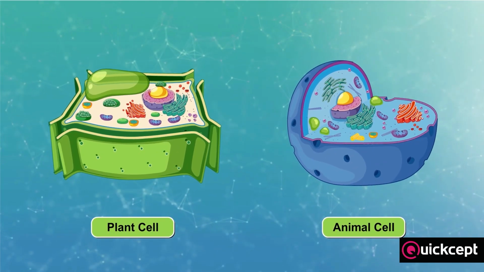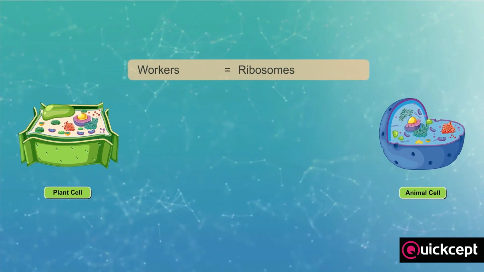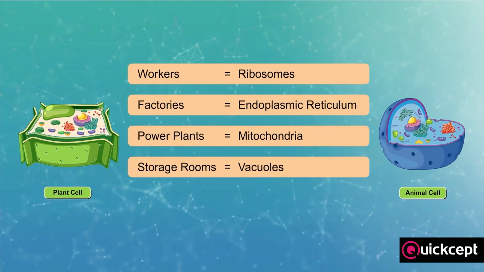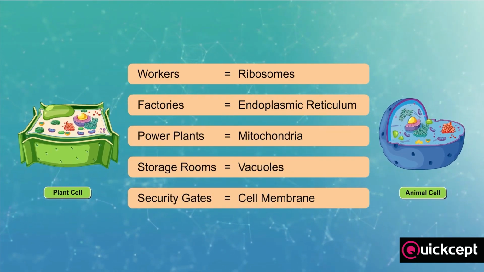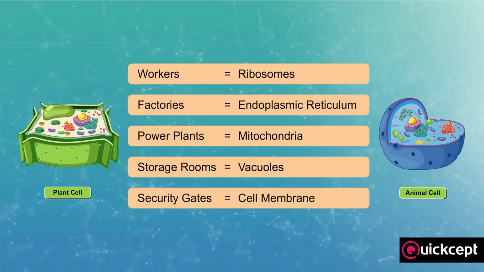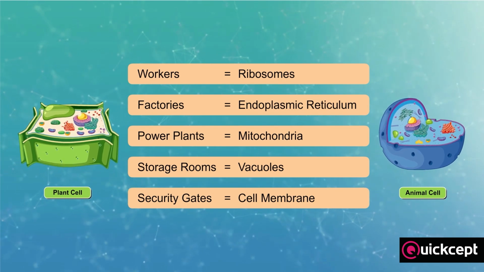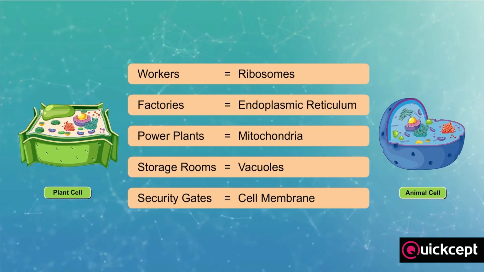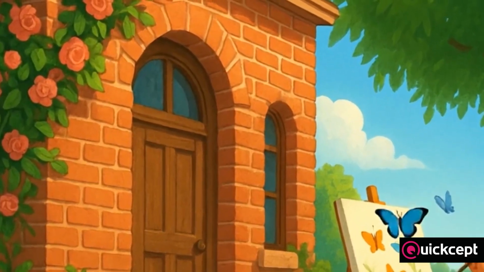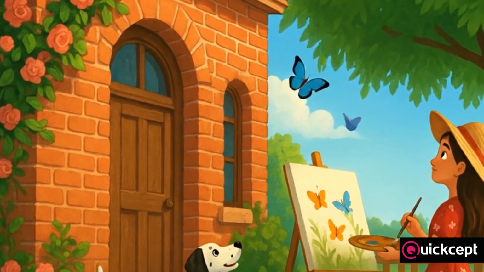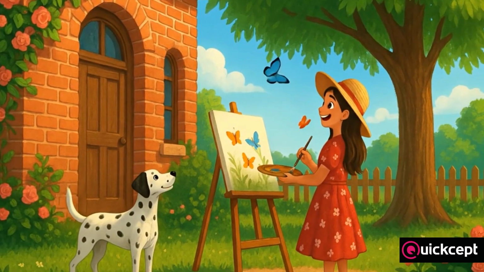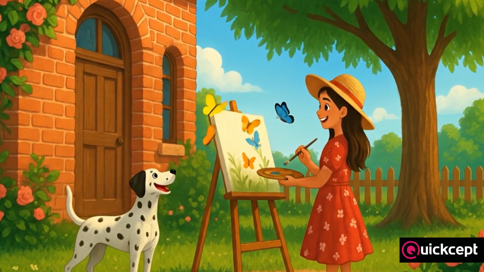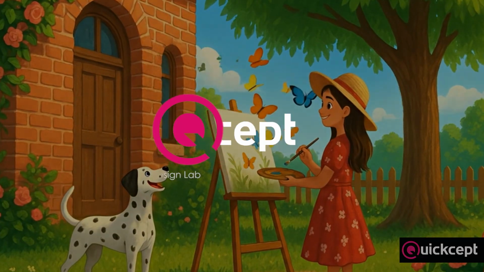Thus, every cell is like a mini city, with workers, factories, power plants, storage rooms, and security gates. Each part has a unique job, and together they keep the cell alive, active, and functional. So, the next time you think of a wall of bricks, remember, you are also made of millions of little bricks, which are the cells, the amazing building blocks of life.